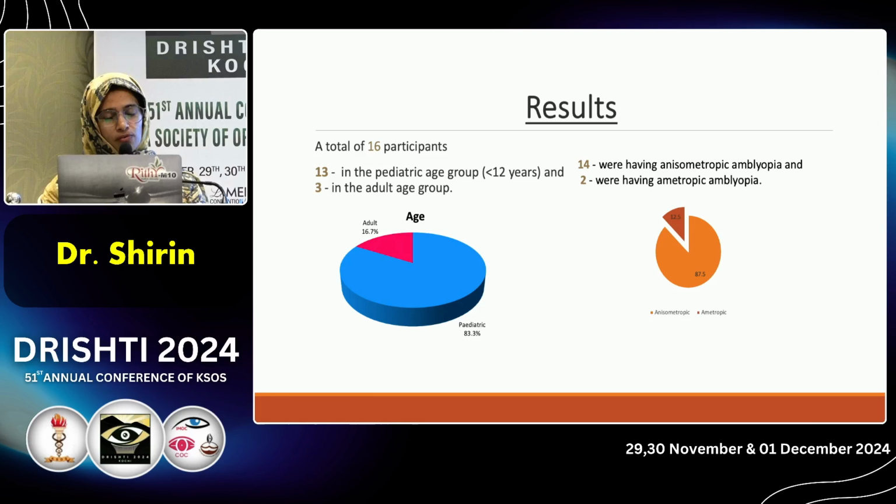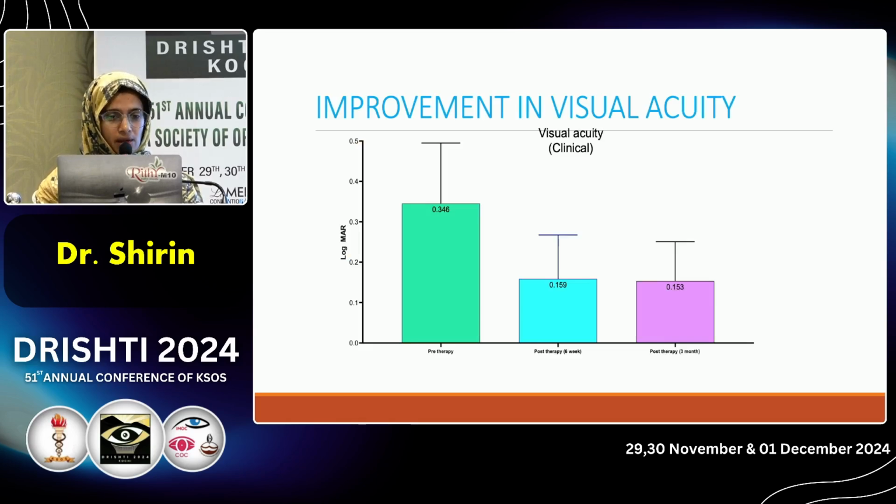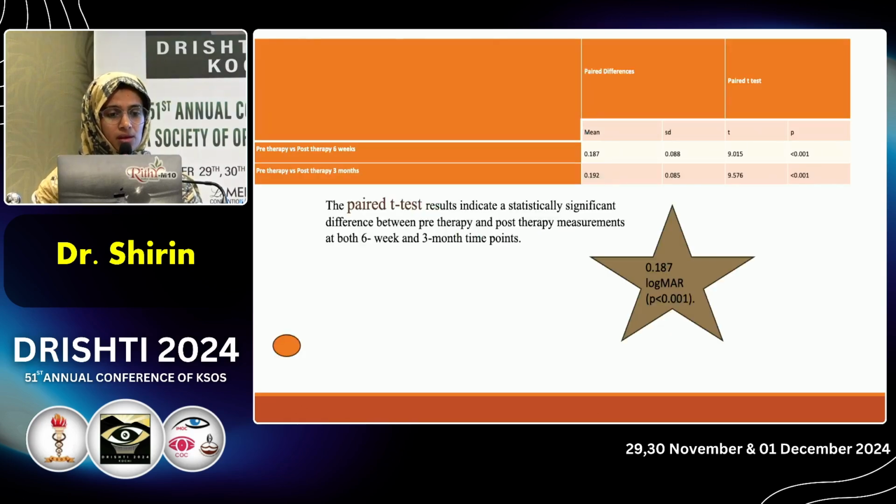Results: out of 16 participants, 13 were in the pediatric age group, that is less than 12 years, and 3 were in the adult age group. 14 of them were having anisometropic amblyopia and 2 of them were having ametropic amblyopia. Regarding improvement in visual acuity, all of our participants showed improvement in visual acuity. The pre-therapy visual acuity was 0.346 logMAR, and the post-therapy at 6 weeks it was 0.159 logMAR, and it was maintained at 3 months. And the paired t-test showed statistically significant improvement in visual acuity.